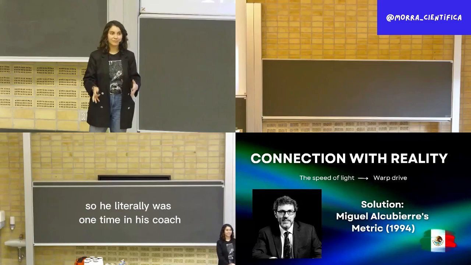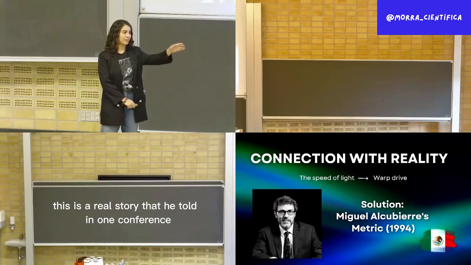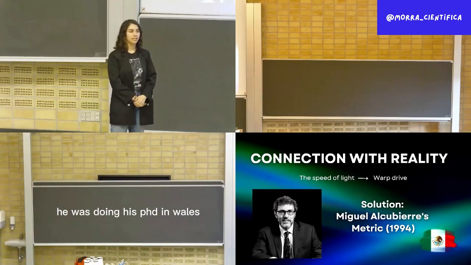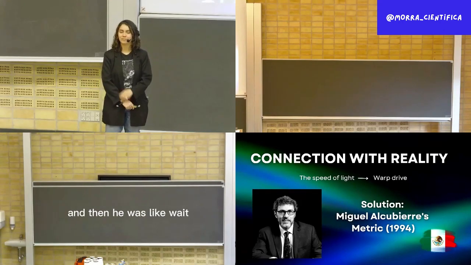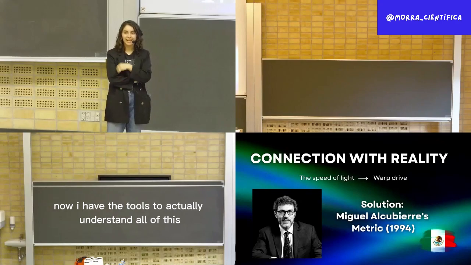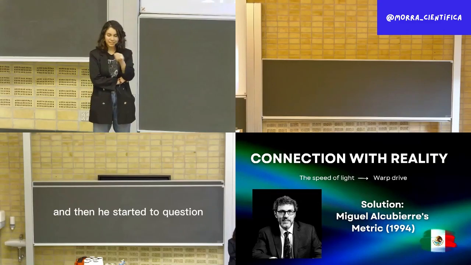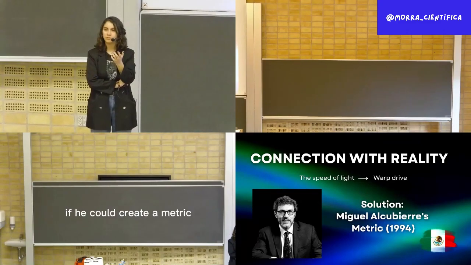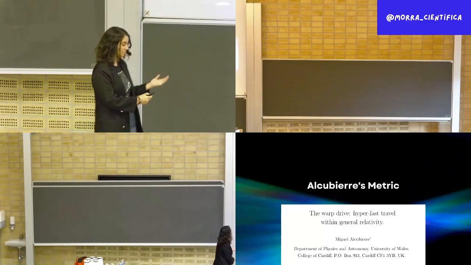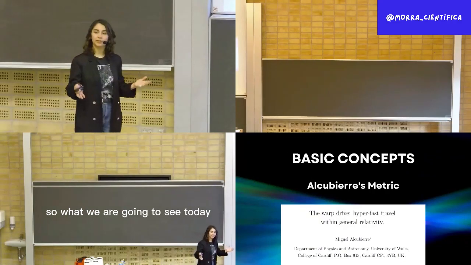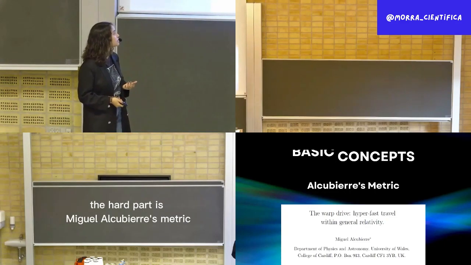So he literally was one time on his couch. This is a real story that he told us in one conference. He was doing his PhD in Wales, and he was watching Star Trek, and then he was like, oh wait, now I have the tools to actually understand all of this with general relativity and cosmology. And then he started to question if he could create a metric, a mathematical form, to actually explain this, and he did. So what we are going to see today, which is a bit more of the physics part, the hard part, is the Alcubierre metric.